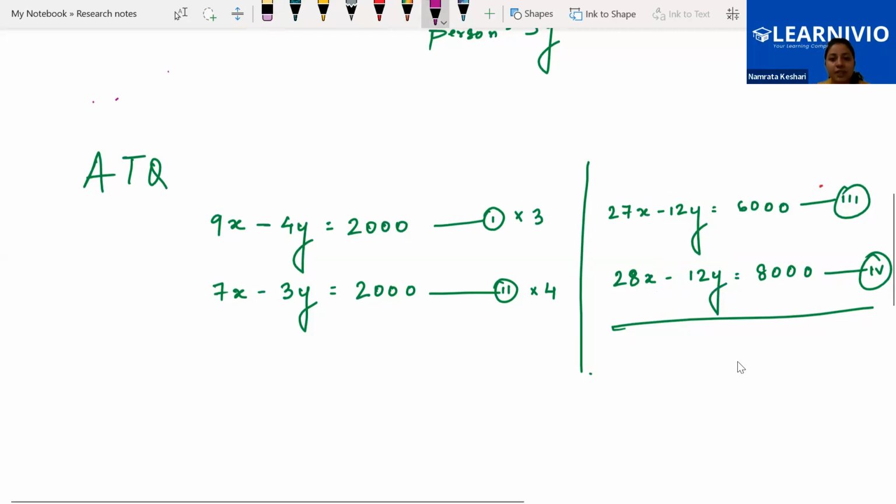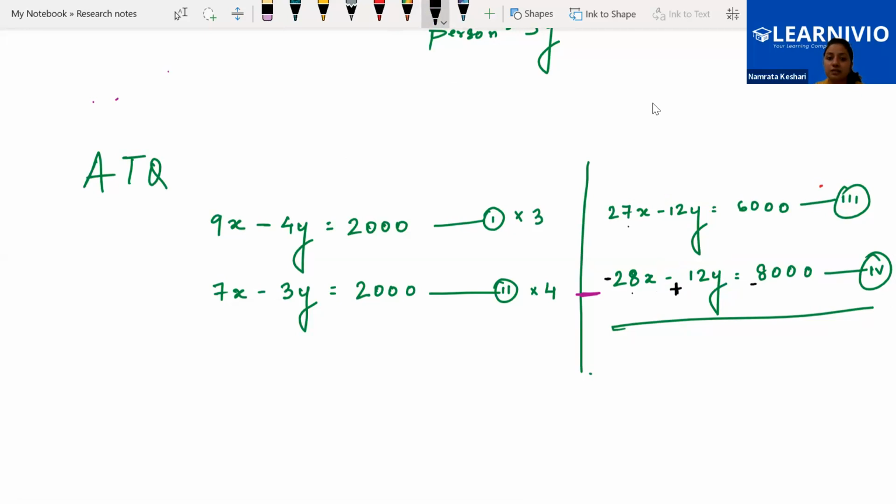When we do the subtraction, each and every sign will reverse. So this 28x, which is positive, will become negative 28x. This 12y, which is negative, will be plus 12y. 8,000, which is positive, will become negative. Why is it happening? Because we are doing the subtraction. Now 27x minus 28x is what?